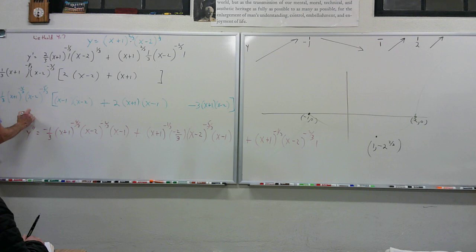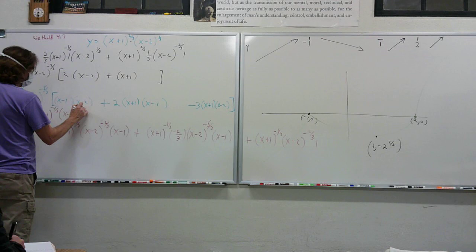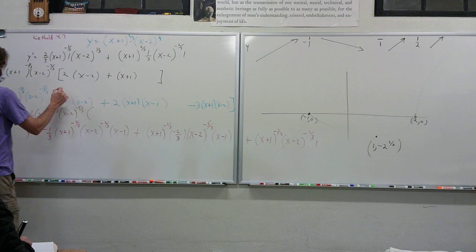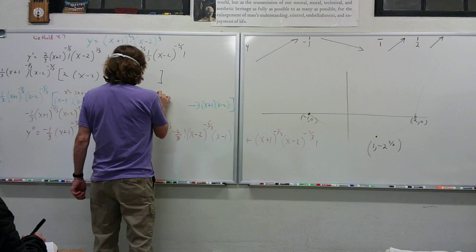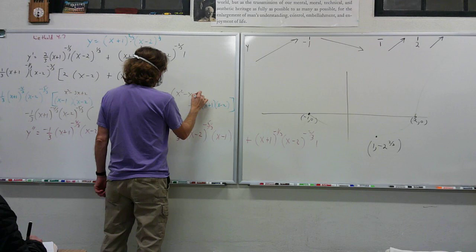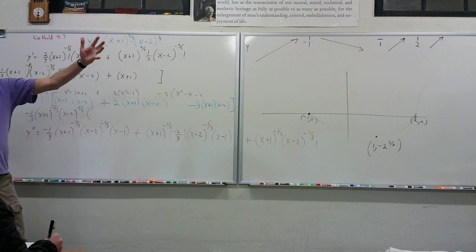-1/3, x plus 1 to the -4/3, x minus 2 to the -5/3, parentheses. Okay, that's going to be x squared minus 3x plus 2. That's going to be 2 times x squared minus 1 minus 3 times x squared minus x minus 2. And that way we can simplify. Okay, put a plus sign there. X squared, that's 3x squared, minus 3x squared. Ooh, the x squareds went away.